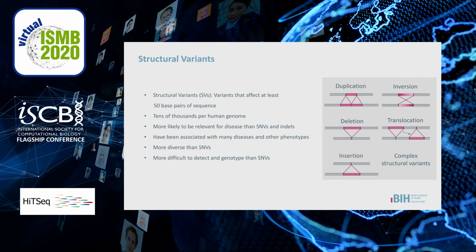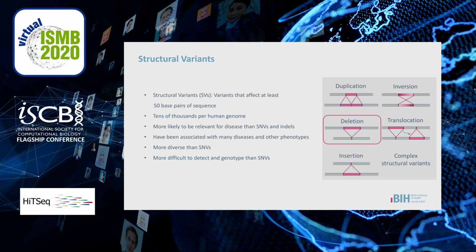Associations to conditions like Alzheimer's disease, different muscular dystrophies, or autism have been found in different studies. They are also more diverse than short variants. Sequence can be duplicated, inverted, deleted, translocated, or non-reference sequence can be inserted. Further, complex variants can be described as a combination of these relatively simple SVs. In the following, we will focus on deletions.